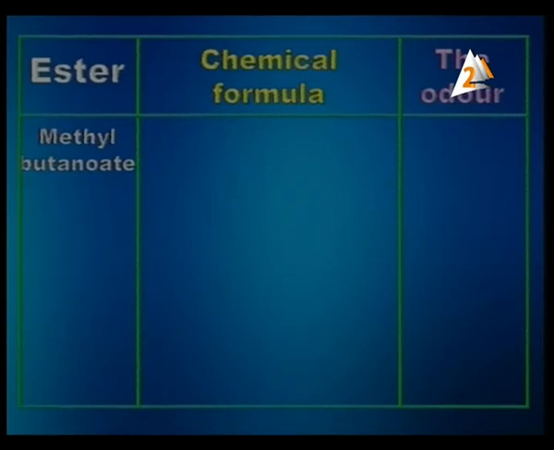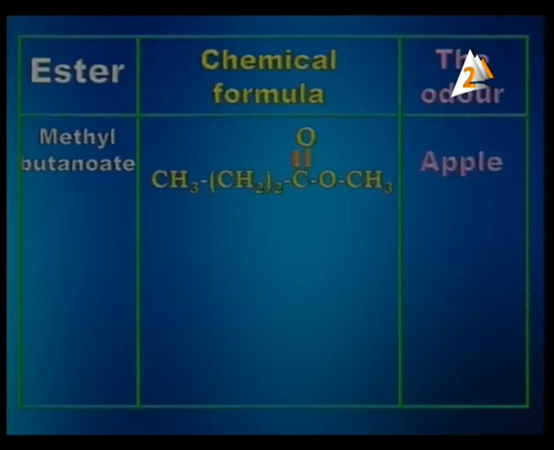For the other examples, you have methyl butanoate. Methyl butanoate means this formula: CH3, CH2 all by 2, COO, CH3. This is a special one. The odor here is apple. It has a special smell of apple. So it's used in many places to give a special odor: the odor of orange, the odor of apple, and so on.